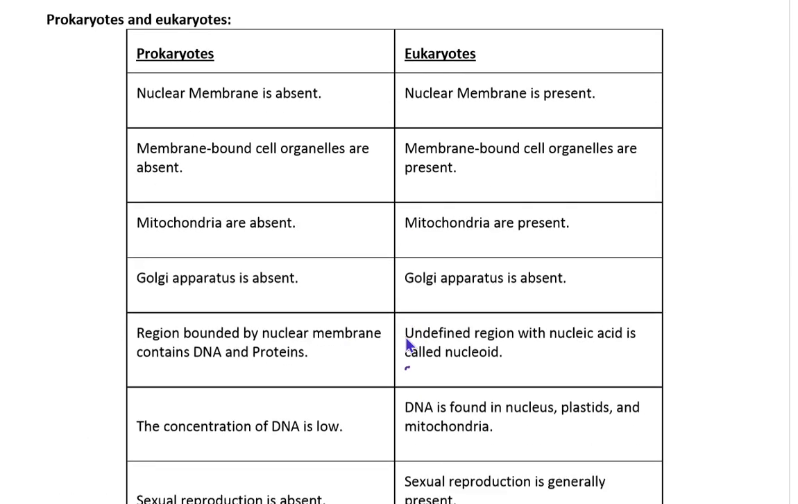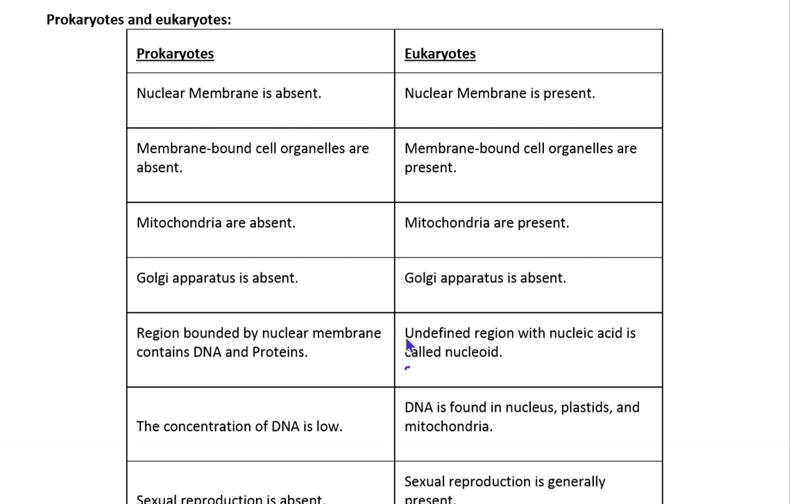Now depending on whether the cell has a developed nucleus or a primitive nucleus, the cells are classified into two categories, prokaryotic cell and eukaryotic cell. Pro means primitive nucleus, eukaryotic means well developed nucleus. So we will see the differences one by one. In prokaryotic cell, nuclear membrane is absent. So we do not have a membrane bound nucleus. It is floating as a nucleic acid in the cytoplasm.